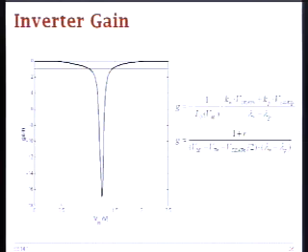So now this is an interesting slide. This shows inverter gain versus the input voltage. And you can see that clearly in this transition region we have very high gain, right? And the gain is about 17 in this particular case.